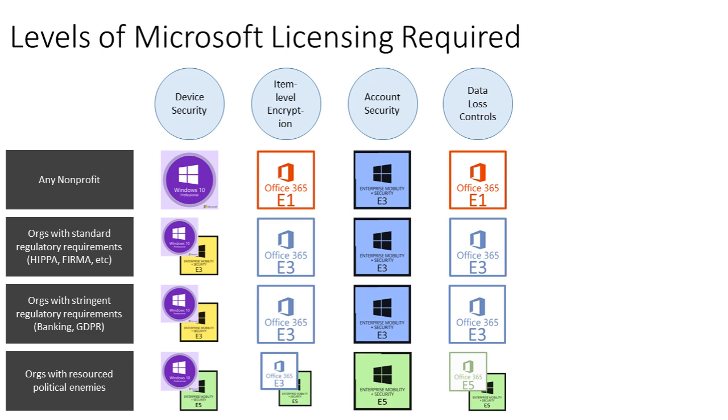For data loss controls, again, maybe you're not that concerned with allowing your users to share content, and they know pretty much that they shouldn't be sending social security numbers out. You don't need that. Maybe you're fine with the E1.